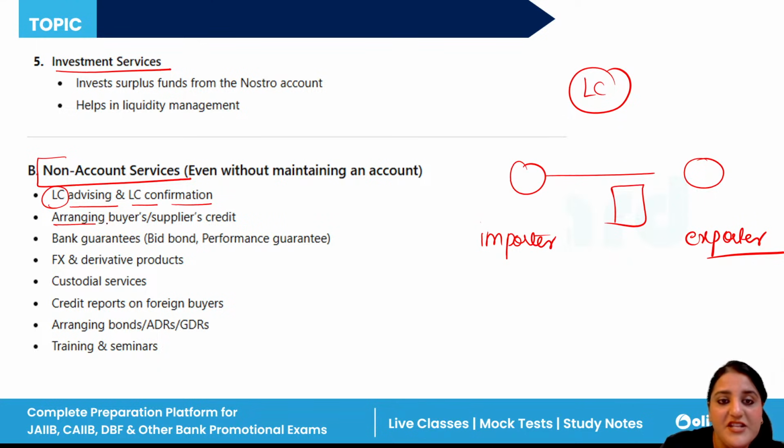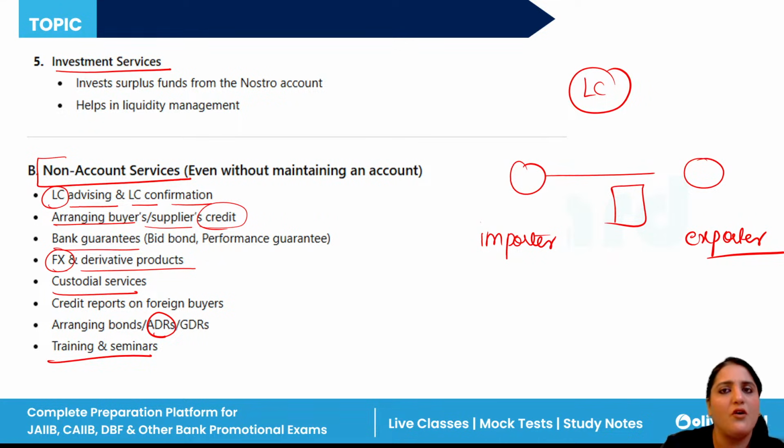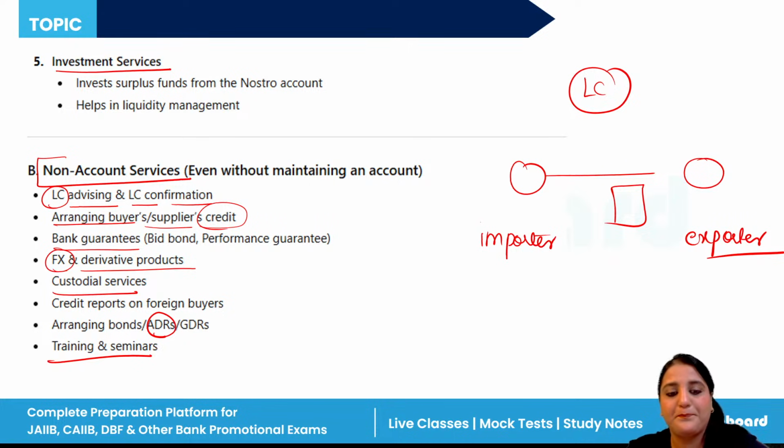Then arranging buyers and suppliers credit, bank guarantees, foreign exchange and derivative products, custodial services, credit reports on foreign buyers, arranging the bonds, ADRs, American Depository Receipt, and Global Depository Receipt, trainings and seminars. So lots of services are there in correspondent banking.